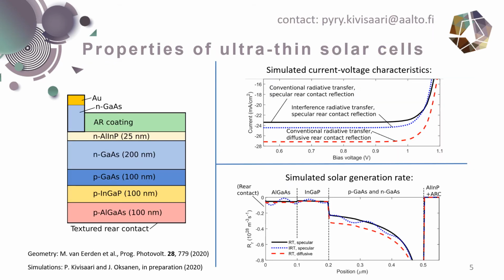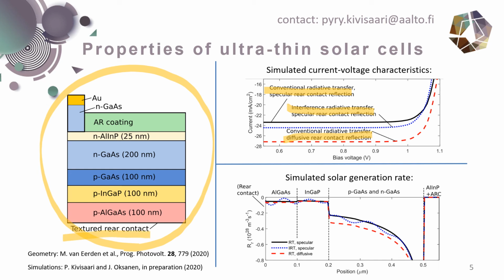Last, here we have some of our very recent results. Here we have simulated this ultra-thin film solar cell under illumination. And here we compare conventional radiative transfer, interference radiative transfer that I just presented, and conventional radiative transfer with diffusive rear contact reflection here at the textured rear contact.